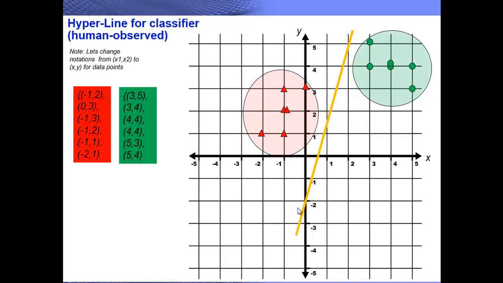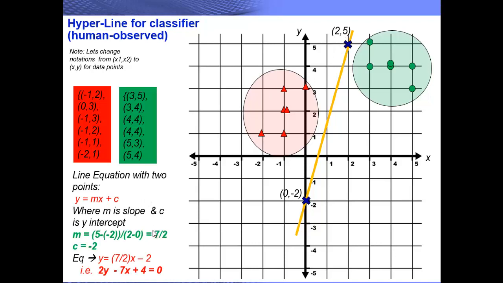Now, this is decided by me, and I plotted this. I think this point I have taken is nothing but (2, 5), and this is (0, -2). So (2, 5) and (0, -2) are two points on this line. Now we can have a line equation for this.